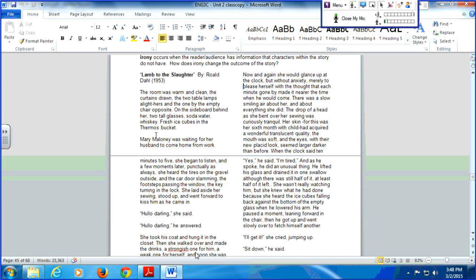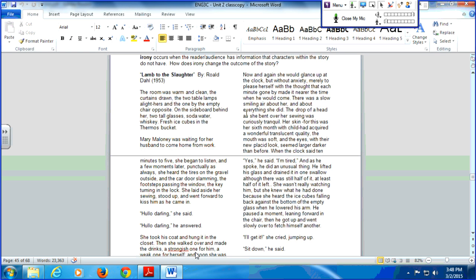There was a slow smiling about her, and about everything she did. The drop of a head as she bent over the sewing was curiously tranquil. Her skin, this was her sixth month with child, had acquired a wonderful translucent quality. The mouth was soft, and the eyes, with their new placid look, seemed larger than before.